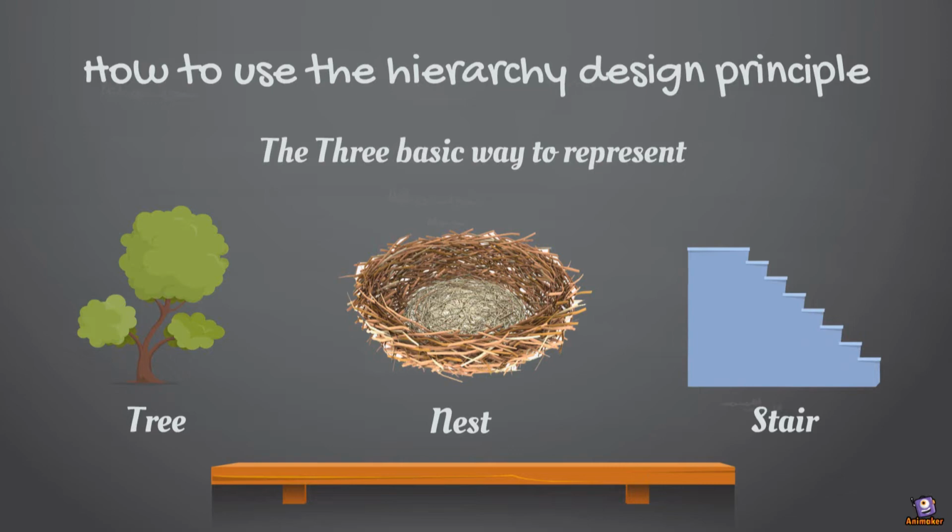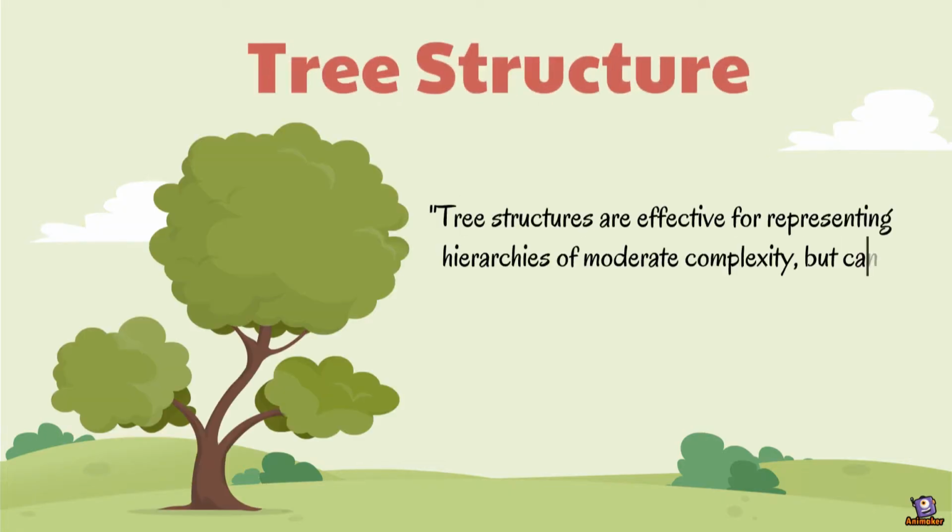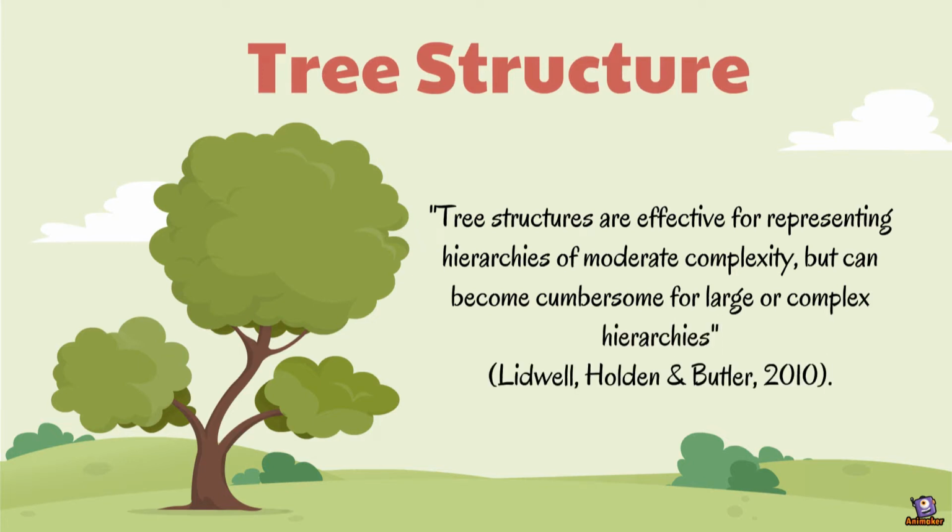Here we will be using 3 basic ways to represent it: tree structure, nest structure, and stair structure. First, tree structure. From the book Universal Principles of Design, tree structures are effective for representing hierarchies of moderate complexity, but can become cumbersome for large or complex hierarchies.